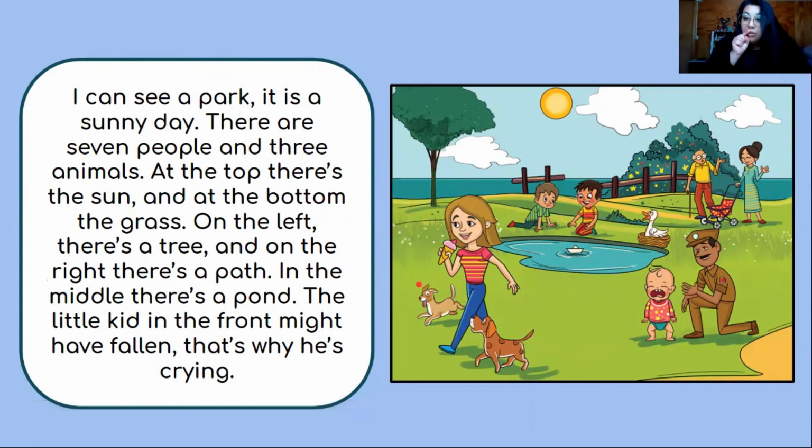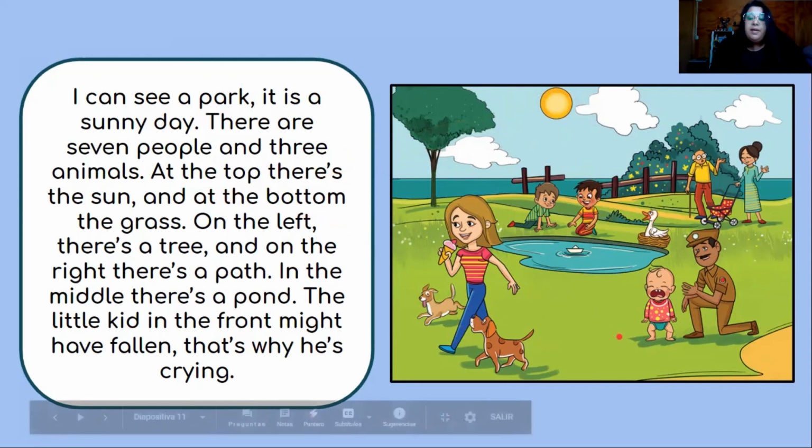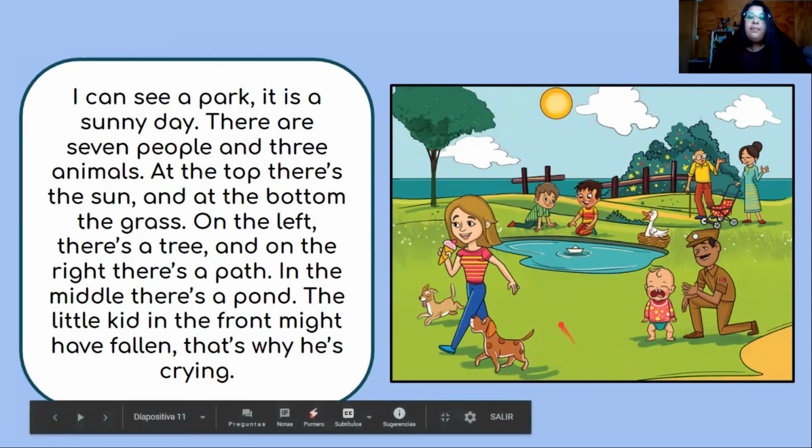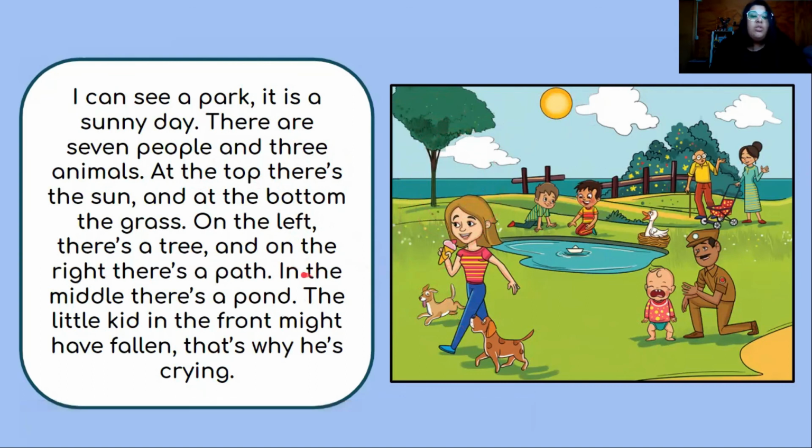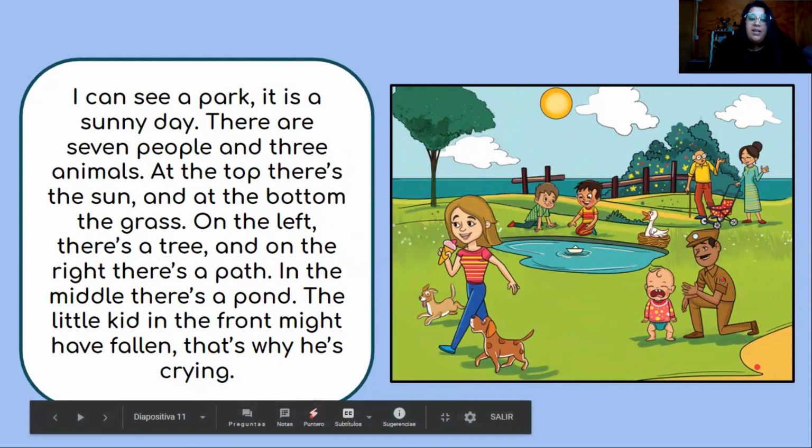And then we're going to use the sentences we just learned. Y después vamos a ocupar las oraciones que ya aprendimos. Por ejemplo, at the top, there is the sun. And at the bottom, the grass. El pasto. On the left, there is a tree. And on the right, there is a path. A path es un camino. Por eso dice, on the right, there is a path.